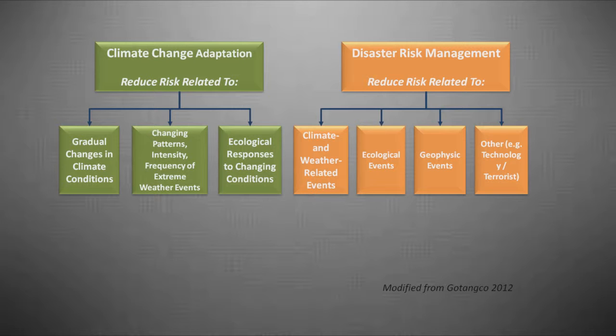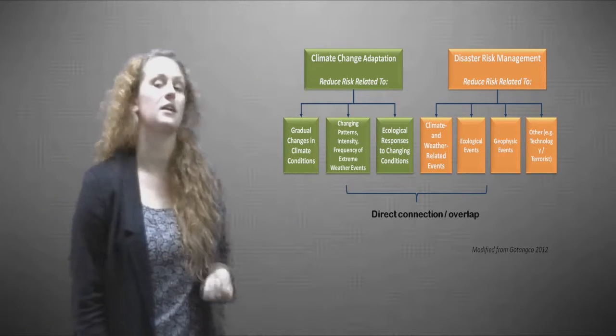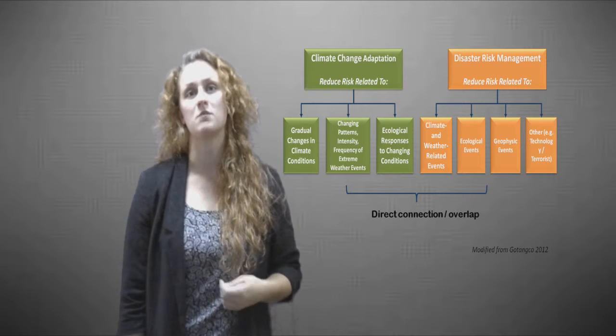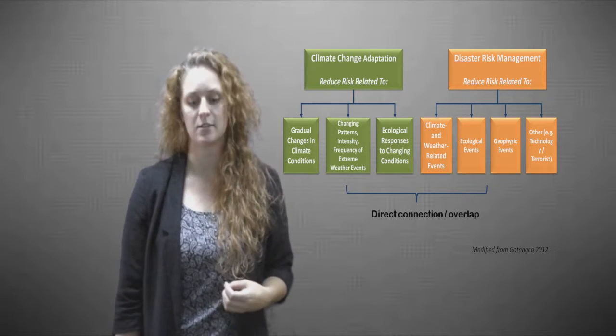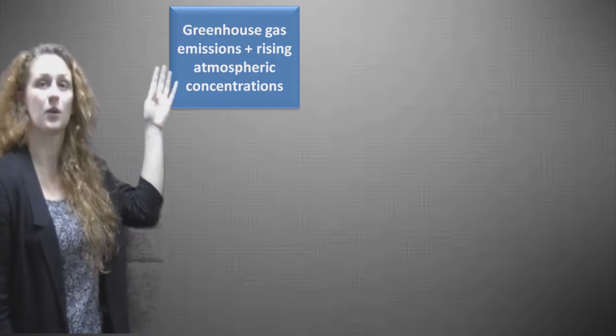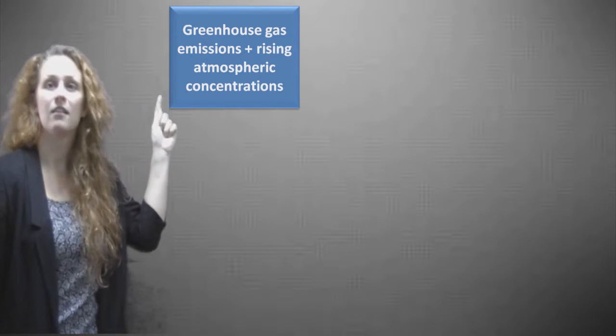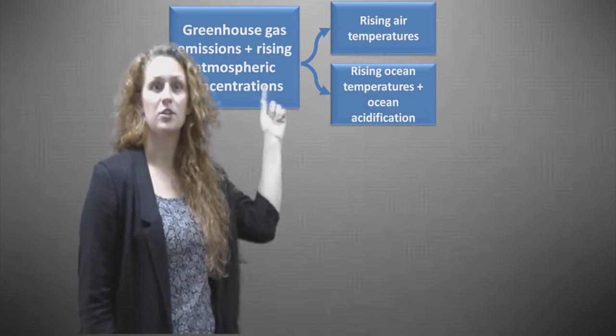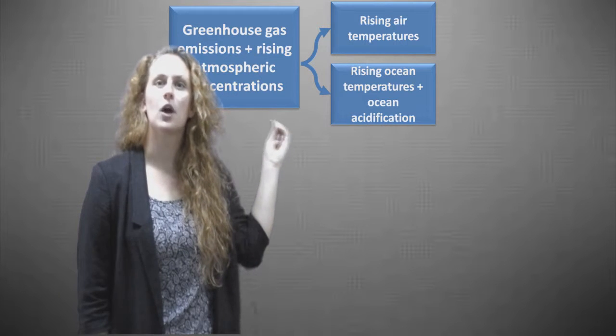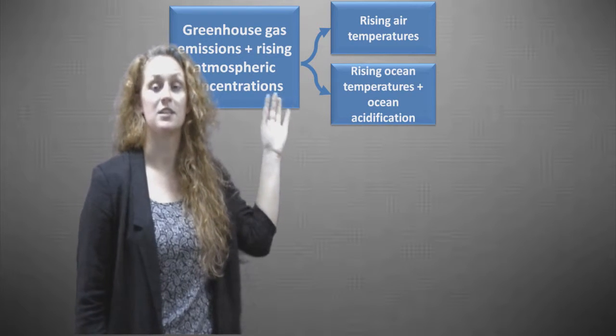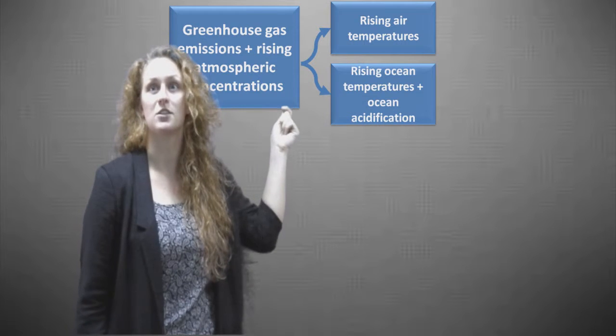What we're going to be talking about is the intersection of the two, where they talk about changing patterns, intensity of extreme weather events, and ecological responses. And today, primarily, we'll be focusing on the climate and weather-related events and how climate change may affect these kinds of natural hazards. Let's start with a theoretical model of how climate change leads to changes in natural hazard exposure and risk. To begin with, we have greenhouse gas emissions that are rising in atmospheric concentrations. These lead to rising air temperatures, also ocean temperatures. They also lead to ocean acidification, which we will not be discussing much today, but also has consequences for ocean conditions.